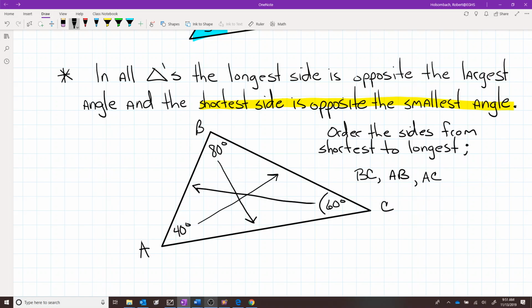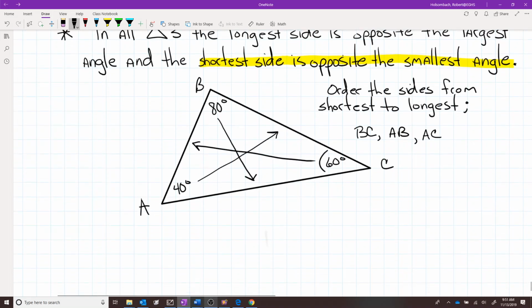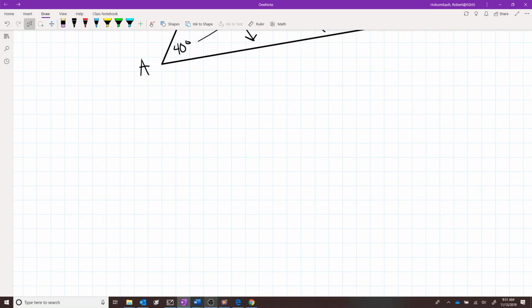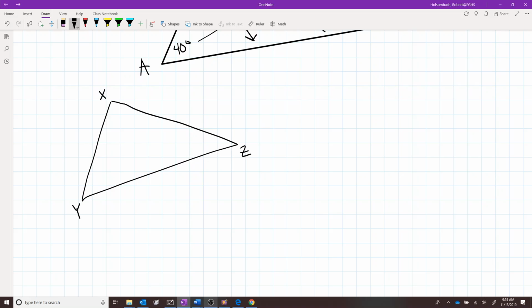Alright, they may give you the same question and leave out some angle measures. If you get X, Y, and Z, and you get a 30 and a 100, and again you're asked to order the sides.